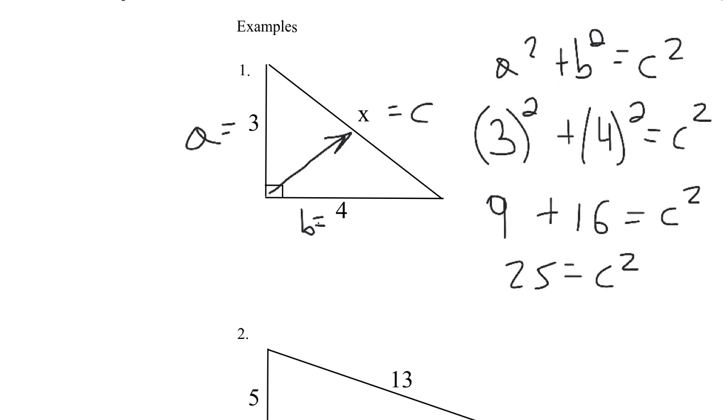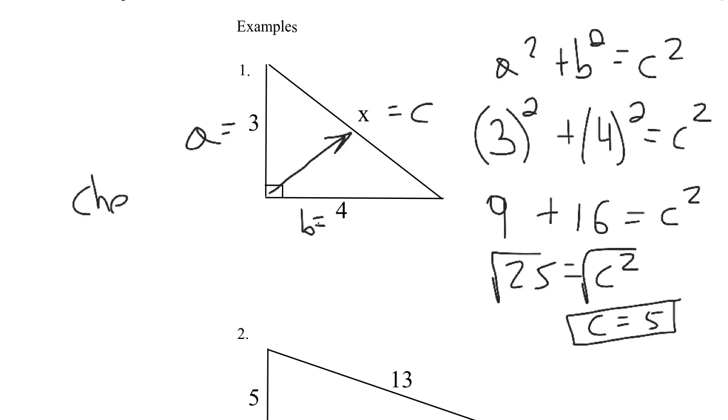And now you can ask yourself, what number times itself is equal to 25? The answer is plus 5 or negative 5, but in geometry, distance cannot be negative, so the answer is 5. Also, you can use the square root on your calculator, so C is equal to 5. Now, to check if your answer is correct, the hypotenuse is supposed to be the longest side. And if you check it, 5 is more than 4 and 3, and that tells you that your answer is correct.